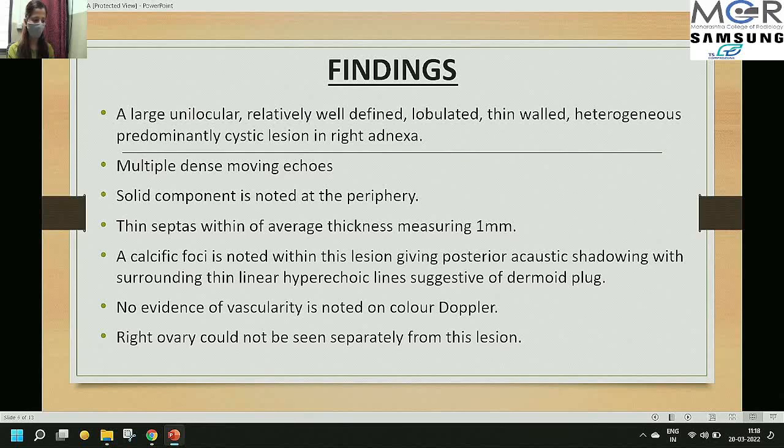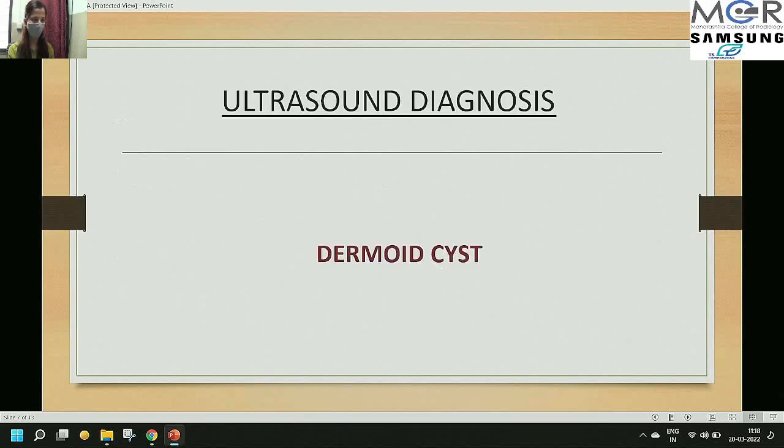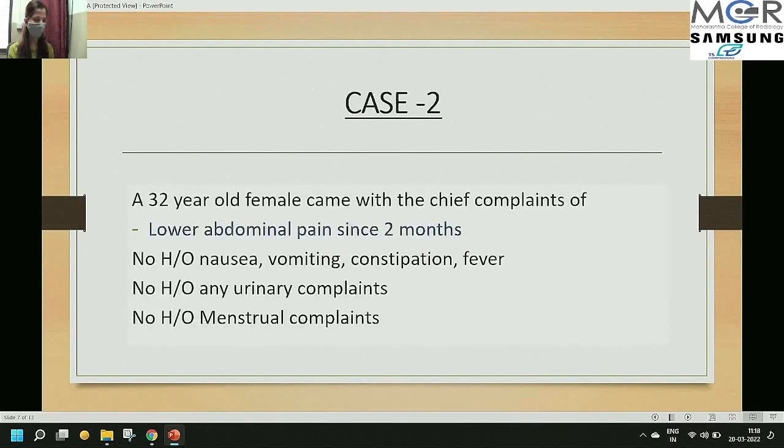Right ovary could not be seen separately from the lesion. The ultrasound diagnosis was dermoid cyst, and the category according to the IOTA classification is B3 based on acoustic shadowing.